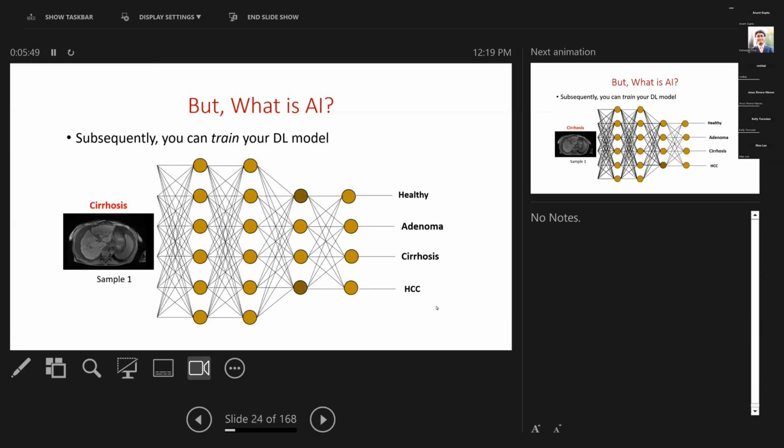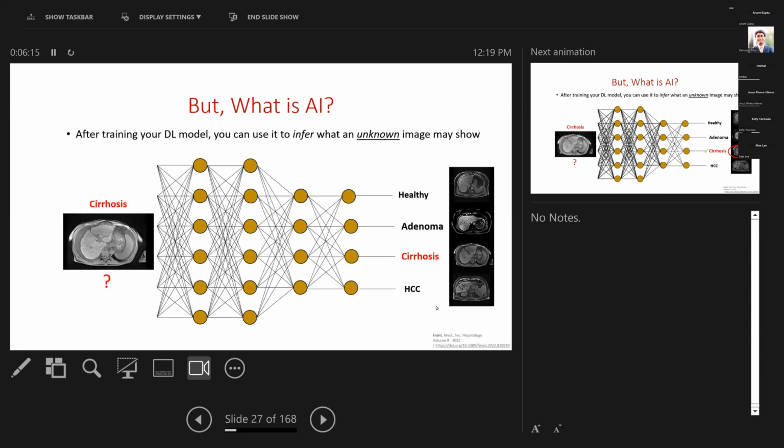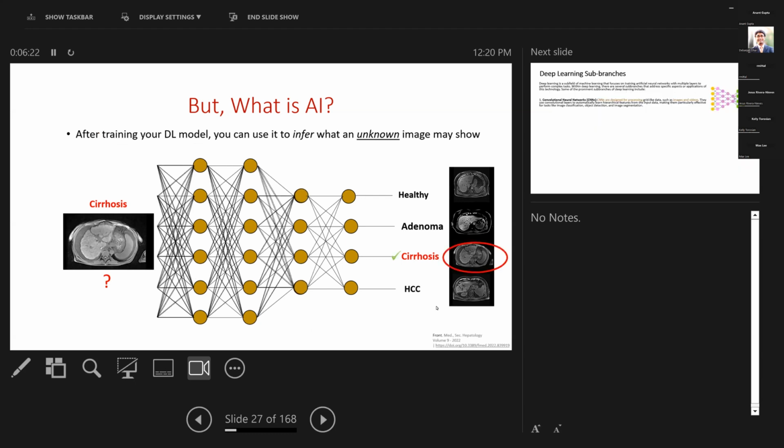Now, going back to the cirrhosis image, if you want your AI system to learn how to classify different diseases, you have to train the AI on the different patterns. First you run the AI or the neural network on a sample, then on a second sample, and you repeat this for all the groups. The goal is, once you pass all these samples, if you have a new patient's CT image, you expect the AI to produce the right outcome.